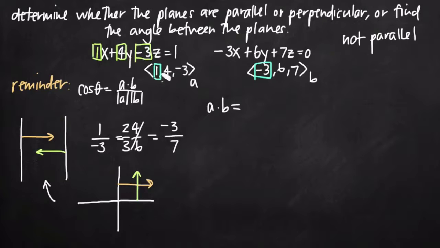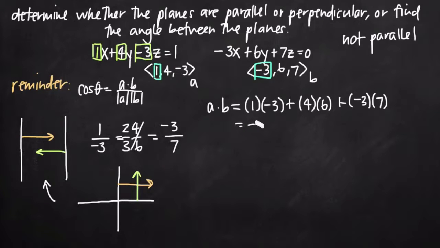Again, our x components are 1 and -3. I want to take the product of 1 and -3 and add to that the product of my y components, 4 and 6, and then add to that the product of my z components, -3 and 7. When I simplify this, I get -3 plus 24 minus 21, and I can see here that this is equal to 0. That's exactly what I want.